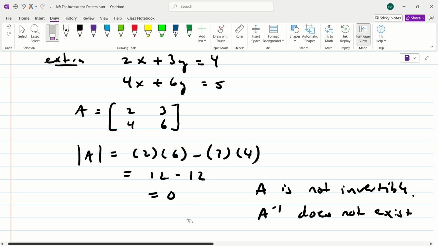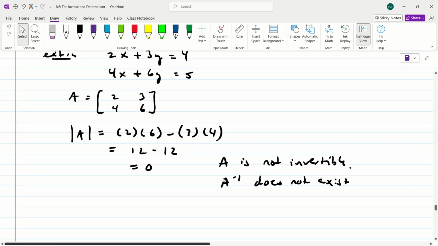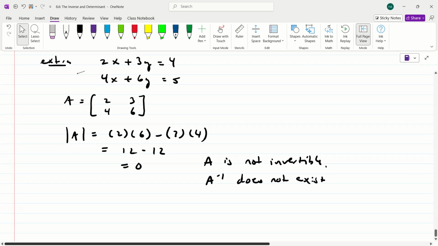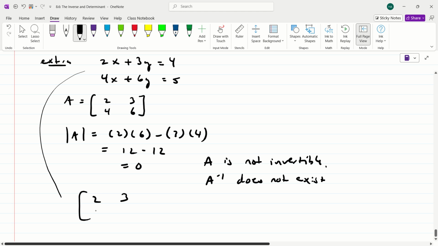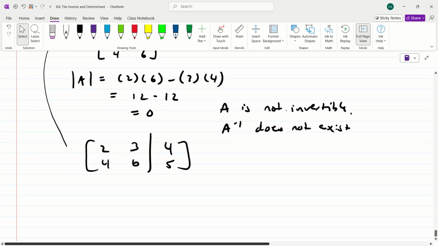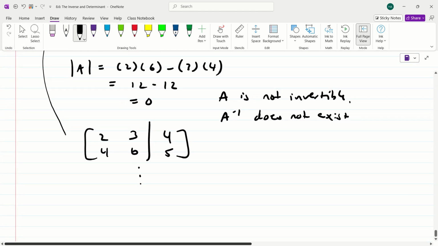Now, if A is not invertible, does that have any implications on what to expect for the solutions? Do the solutions not exist? Well, let's take a look. We have other ways of dealing with this kind of problem. We could take that system of equations and augment it. So 2, 3, 4, 6, augmented with 4, 5. And we can pull out our TI-83, 84 calculators and row reduce this.